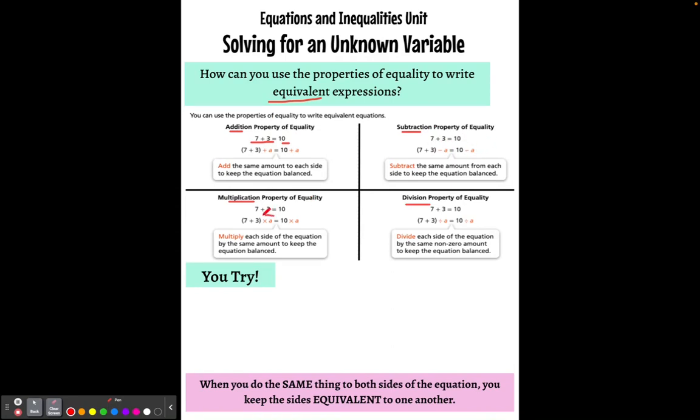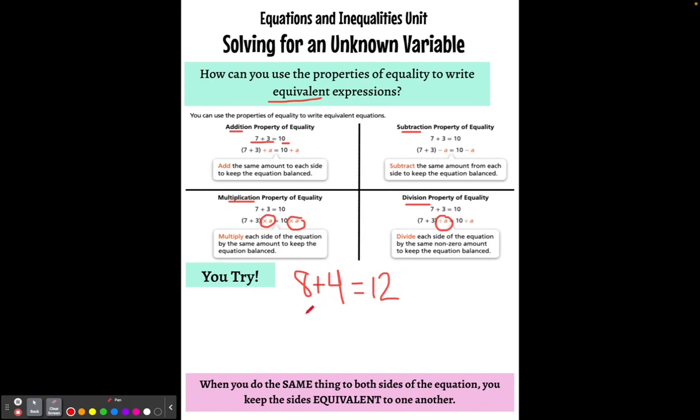If I'm going to multiply one side by a certain amount, then I have to multiply the other side by that same amount. That's all this is saying, right? So in order to stay equivalent, whatever you do to one side, you have to do to the other. So if I happen to have 8 plus 4 equals 12, right? These are equivalent to one another. This side is equal to 12, and if I solve this, it's also equal to 12, right?